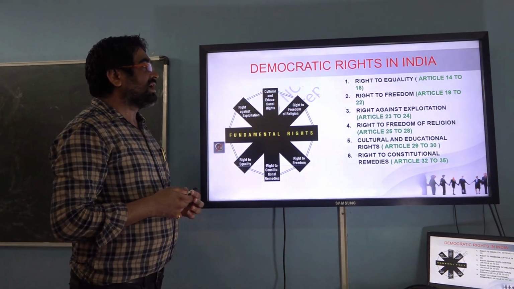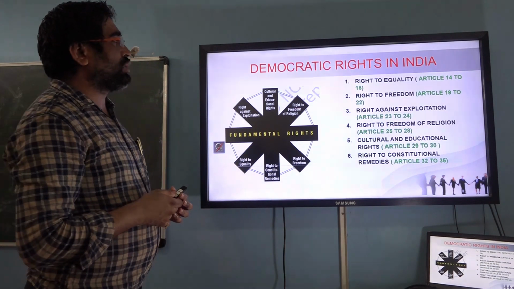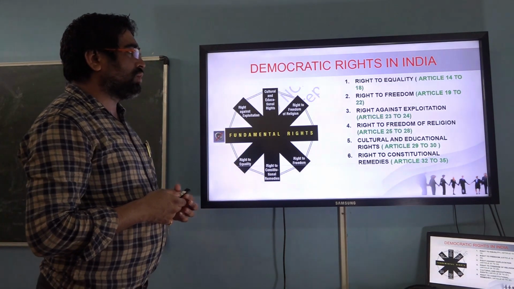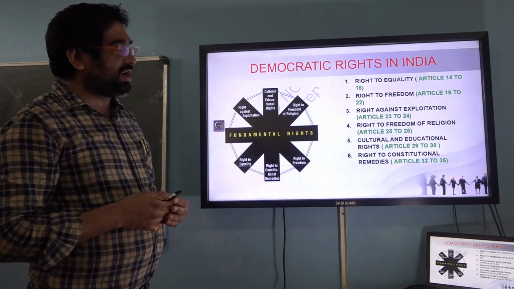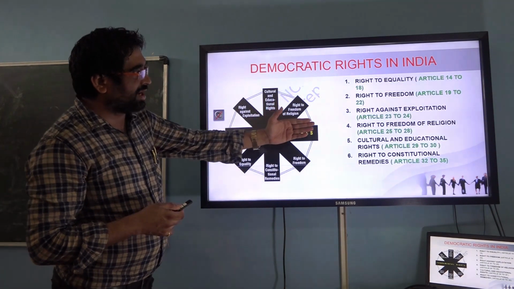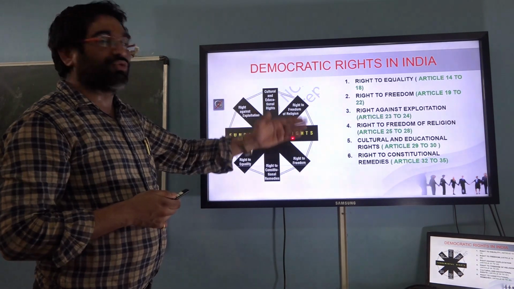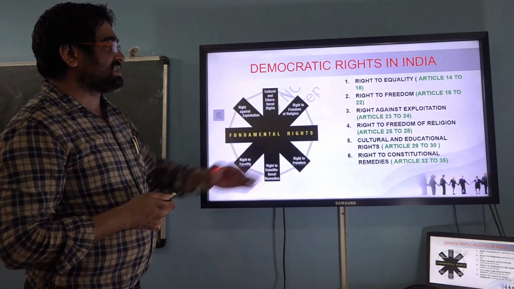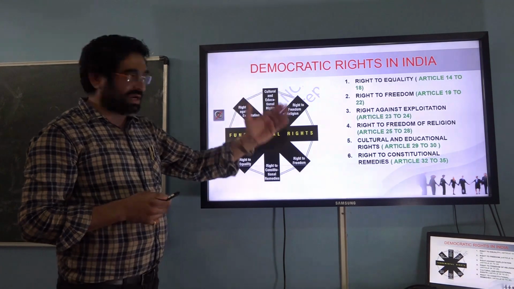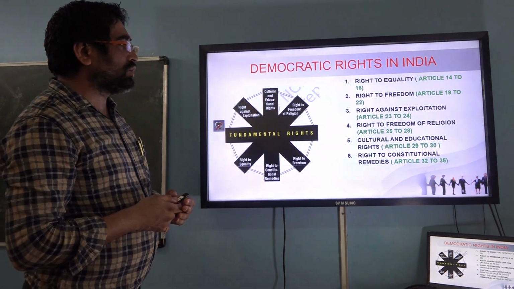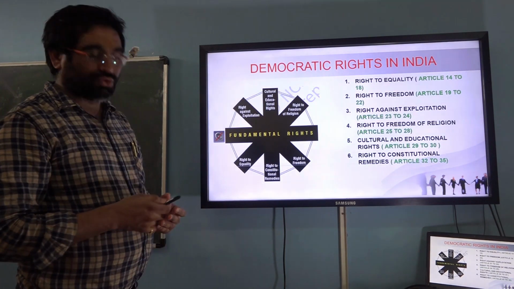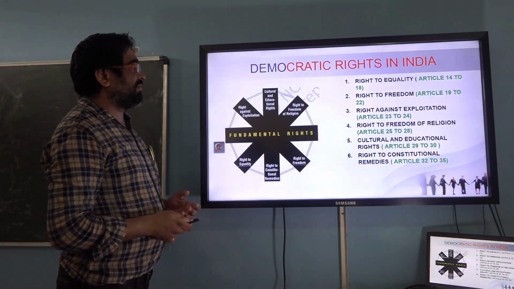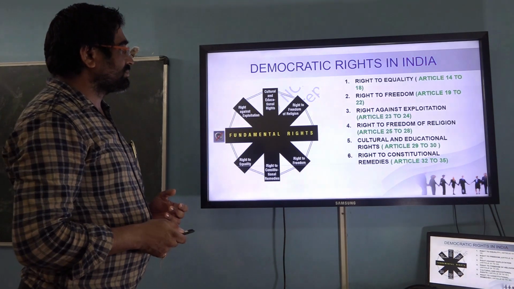Then another right is the right to freedom, articles 19 to 22. Then the right against exploitation, 23 to 24. Then the right to freedom of religion, 25 to 28. Then cultural and educational rights, articles 29 and 30. And the right to constitutional remedies, from 32 to 35. Let us see them one by one.